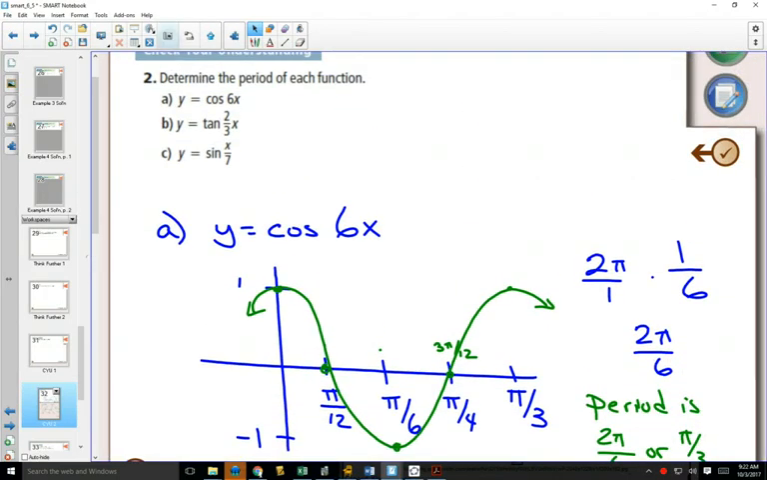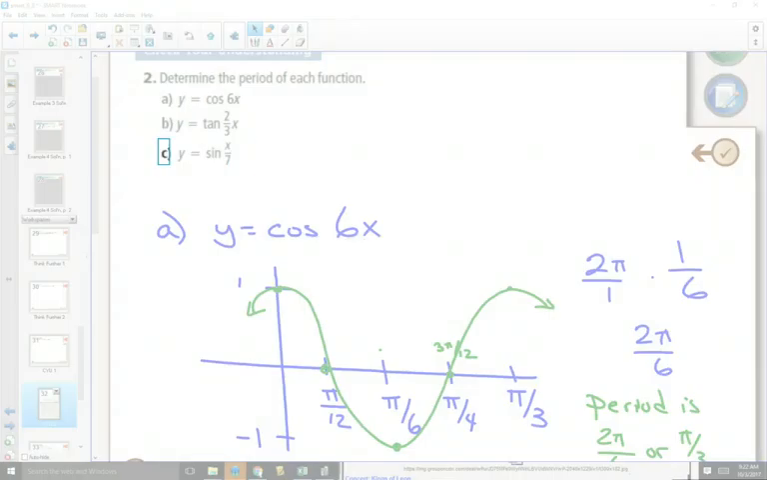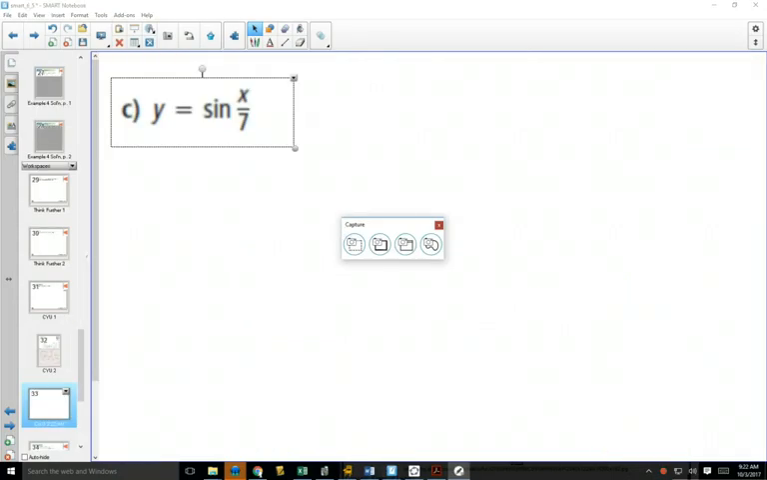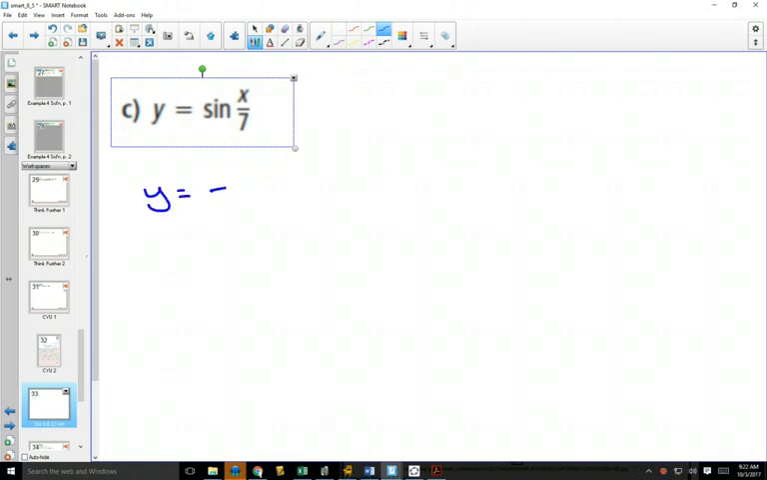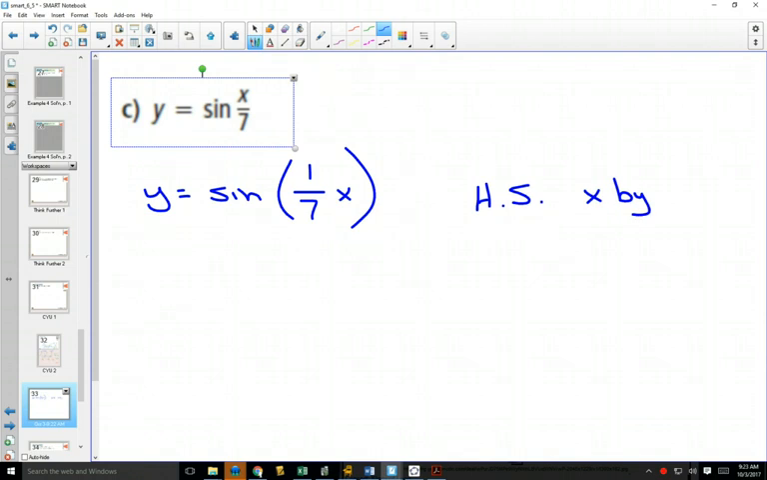And our last example, sine of x over 7. First of all, when you're dividing, you could always write that as a fraction in front if that helps you see what you're multiplying by. Here, the x value is multiplied by 1/7. This will be a horizontal stretch. You'll multiply your x values by 7.